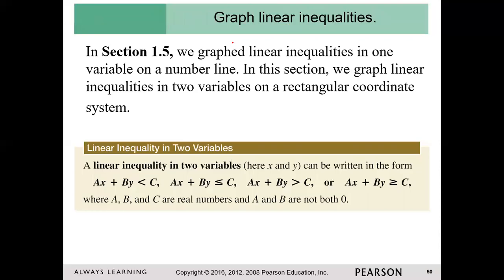versus being the solution set when it was an equation. Okay, so again, there are 4 different variations, because you have the less than, less than or equal to, greater than, and greater than or equal to. These are standard form of linear inequalities in 2 variables, very similar to the linear equations in 2 variables. Okay, standard form.